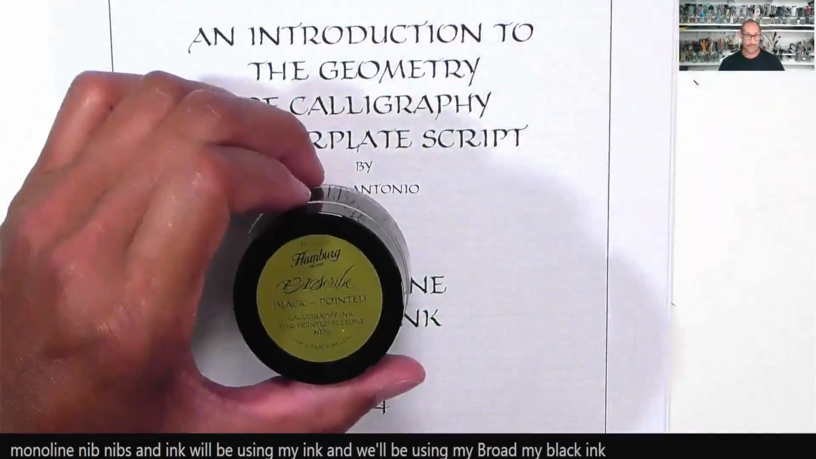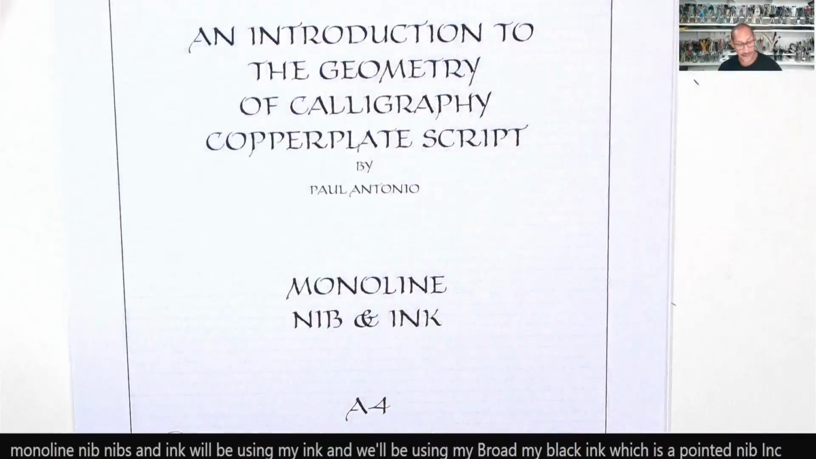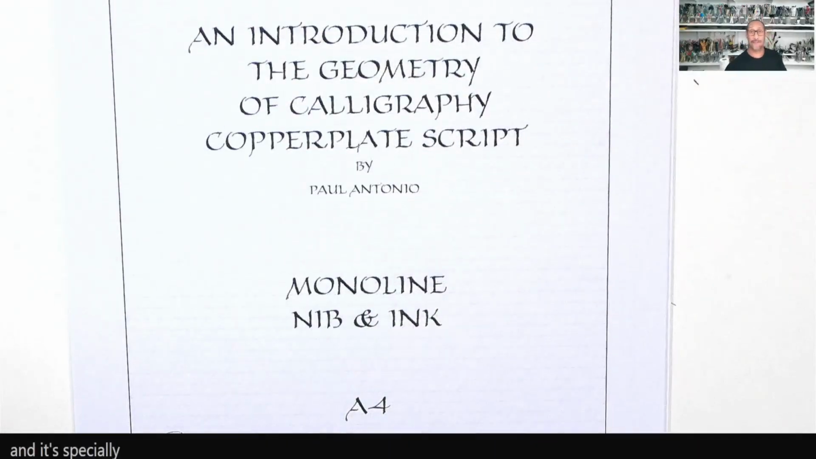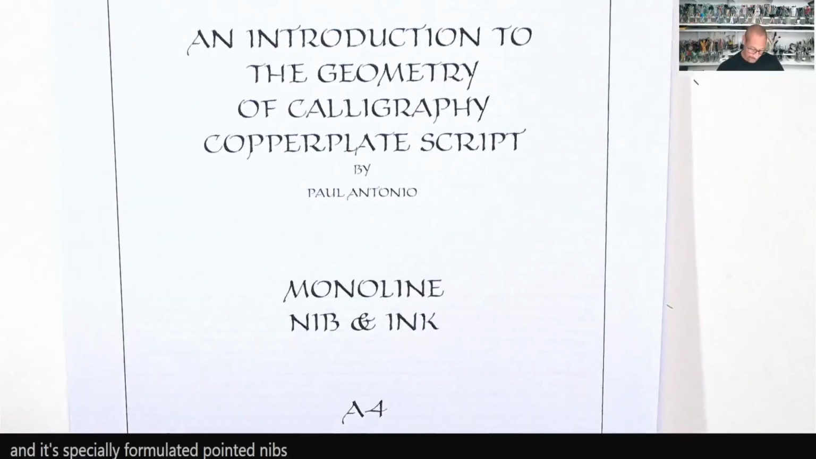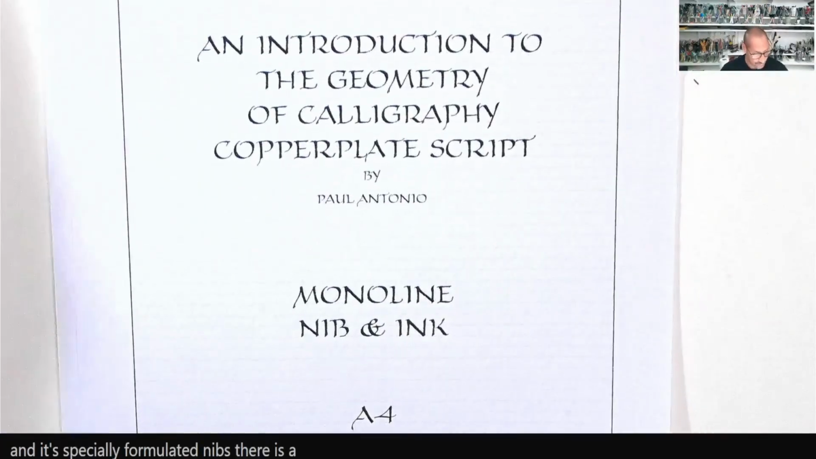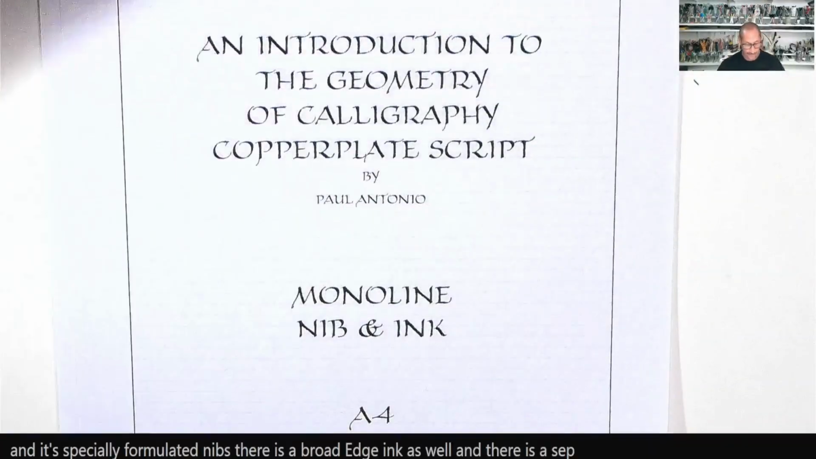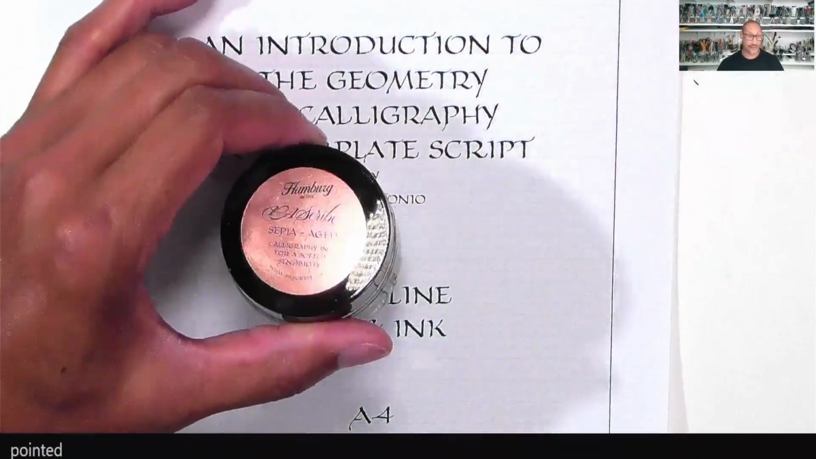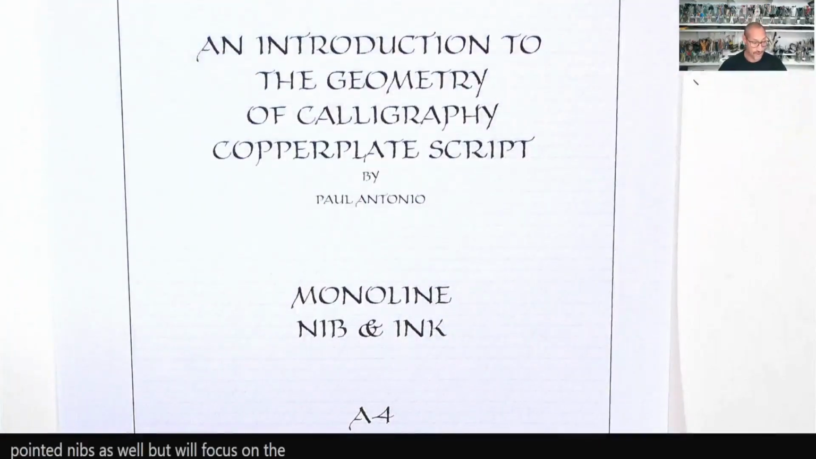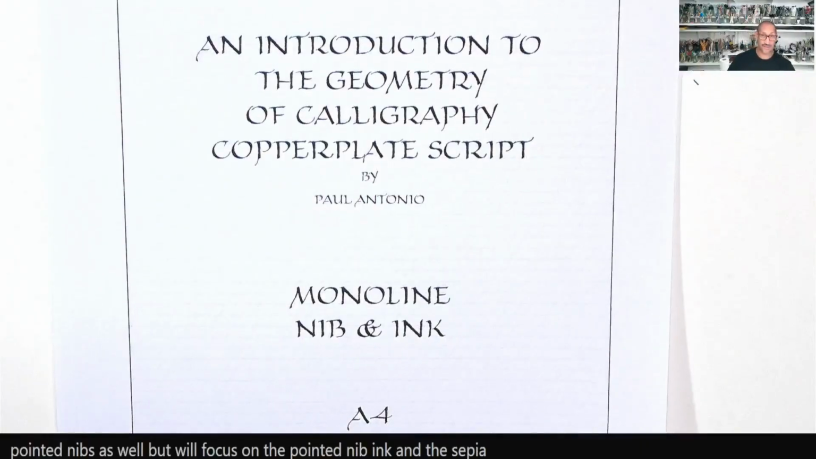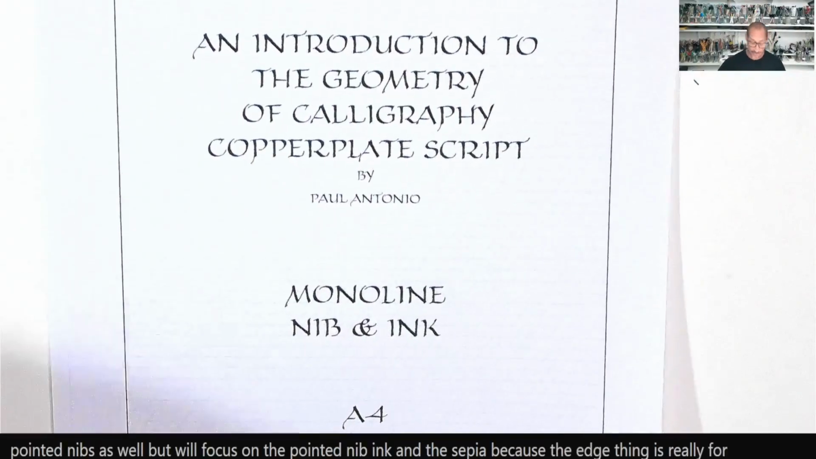We'll be using my black ink, which is a pointed nib ink, and it's specially formulated for pointed nibs. There is a broad edge ink as well, and there is a sepia, which works really well in pointed nibs as well. But we'll focus on the pointed nib ink and the sepia because the edged ink is really for broad edge nibs.